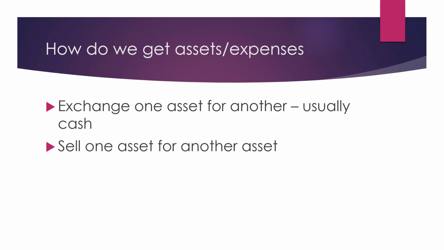So the first one is about exchanging cash to get a more valuable asset like machinery. Second one is about selling our assets and usually receiving cash or a promise to pay cash in the future.